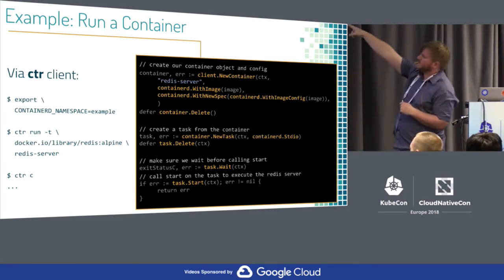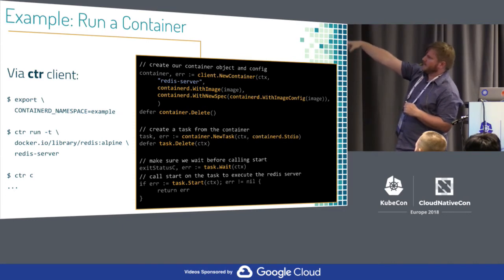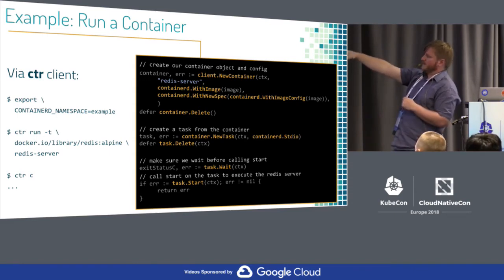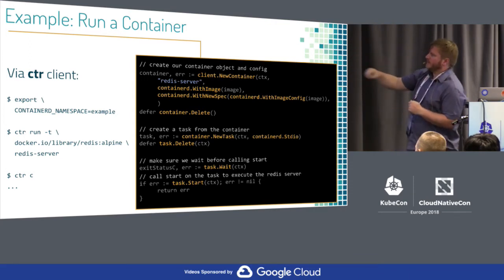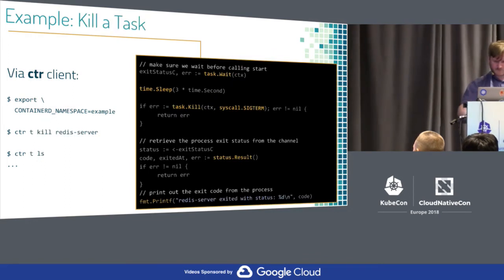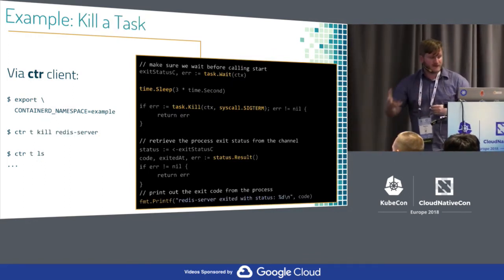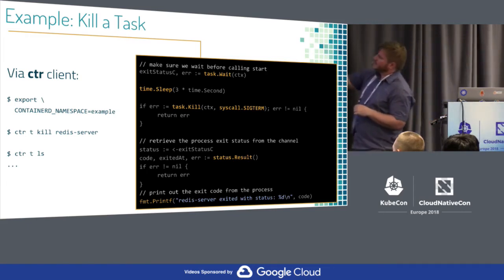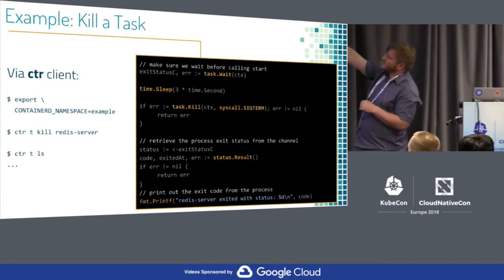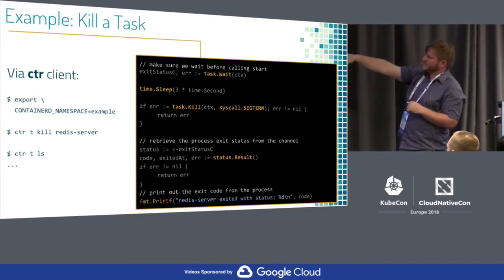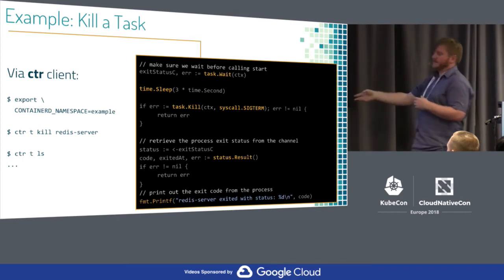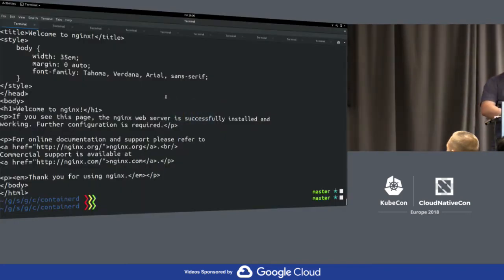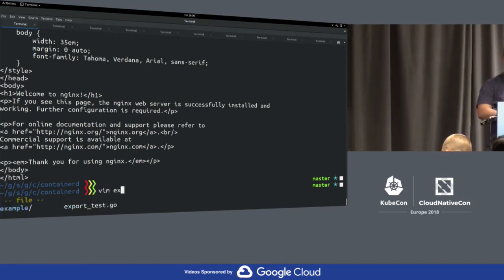Once we've created the container object, we then create a task for that container, and then that'll start up. We specify a wait, and once we have a wait on that task, we start it up, and that will actually run the container. Once you're running the container, this is an example of killing the task, and it shows a little bit more about the wait and exit. You can see we wait, and then we can call a kill on that, and then you can wait on this channel to get the status, and then you can respond with the status. And I have this as an example here that we can just run, and it will work directly.